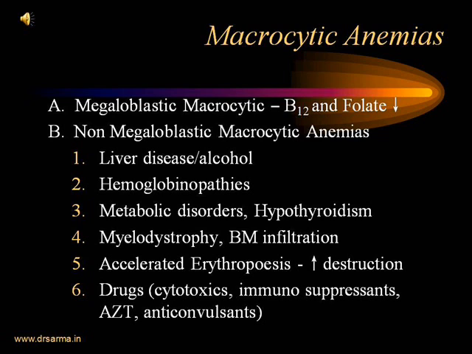The causes of non-megaloblastic macrocytic anemia are liver disease, alcoholic liver disease, hemoglobinopathies, metabolic disorders, hypothyroidism, myelodysplasia, bone marrow infiltration, myeloid metaplasia, accelerated erythropoiesis due to increased destruction of the RBC, and drugs such as cytotoxic drugs, immunosuppressants, azathioprine, anticonvulsants. These are some of the causes of non-megaloblastic macrocytic anemias.